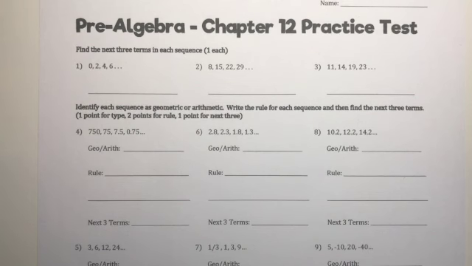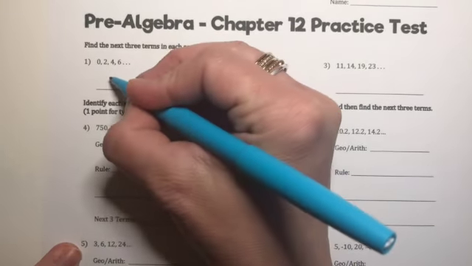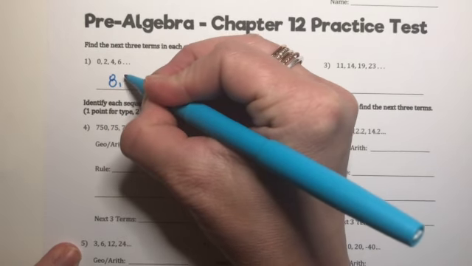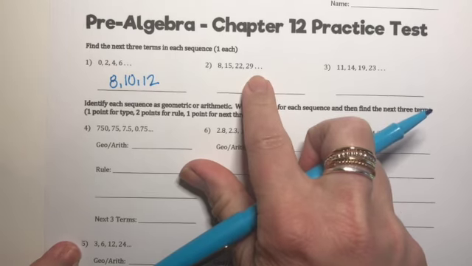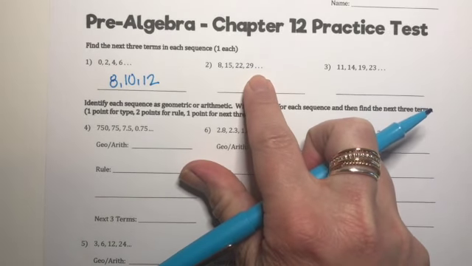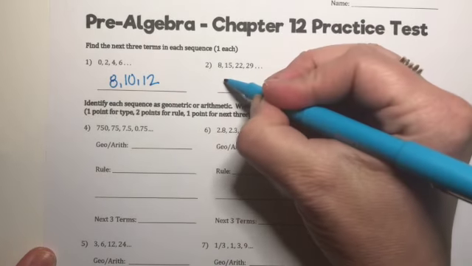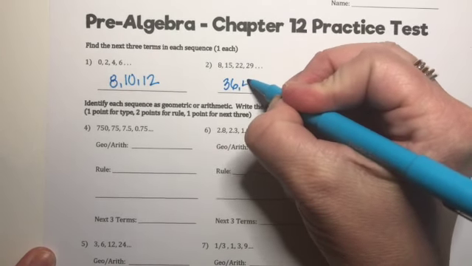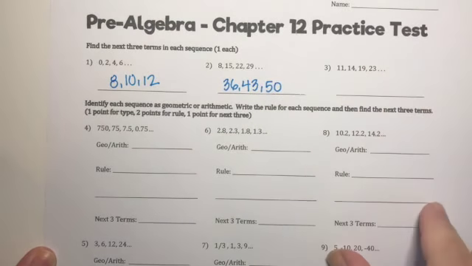Okay, find the next 3 terms in each sequence. So figure out what's happening. On number 1, we should have realized, hey, we're adding 2 every time. So the next 3 are going to be 8, 10, and 12. On this one, what's happening every time? Well, I'm adding 7, adding 7, adding 7. So I would get 36, 43, and 50.